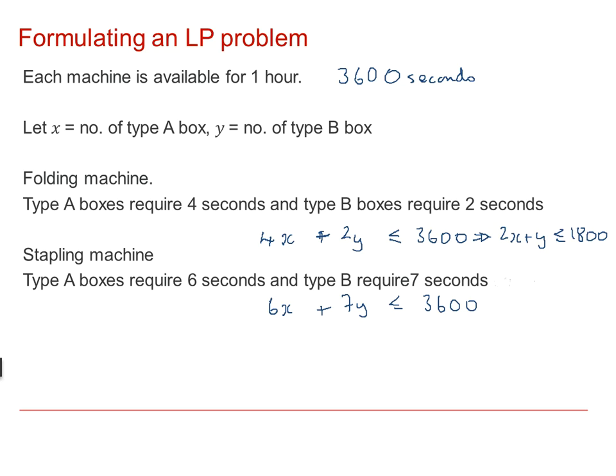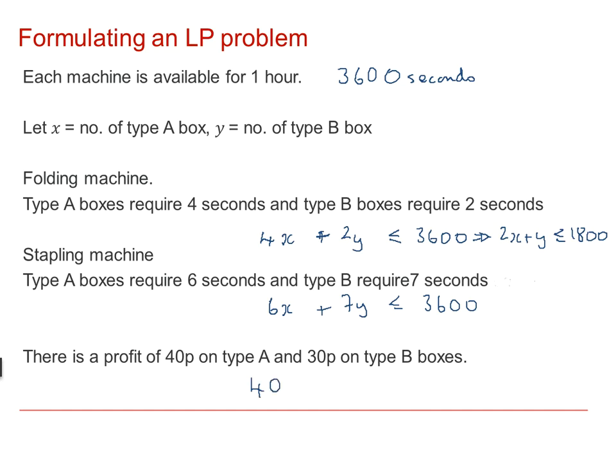The other thing we need to do is to look at our objective function, which this time is going to be to do with profit. We've got 40 pence for type A, so the profit we would make if we make x type A would be 40x, and 30 pence for type B, so plus 30y. We can say this is the amount of profit we would make in total if we make x type A and y type B. So our objective function P is going to be equal to 40x plus 30y.